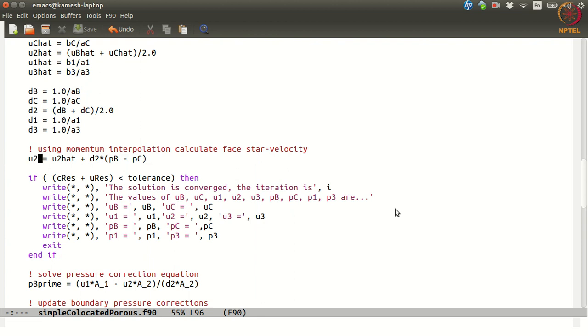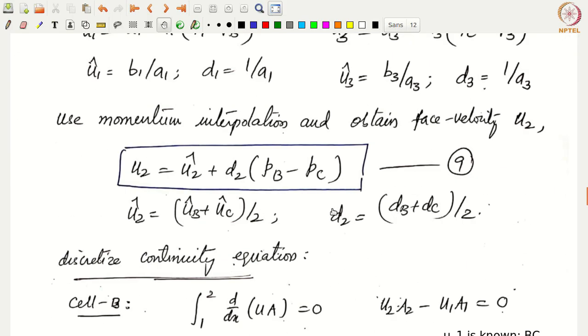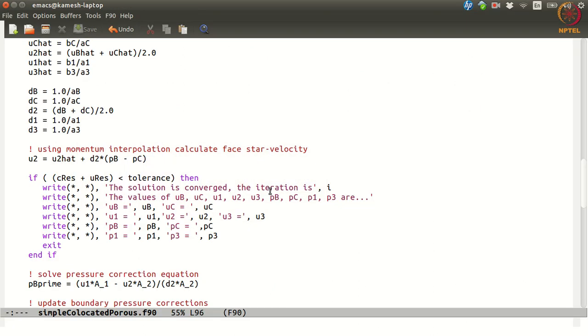So U2 equals U2 hat plus D2 times (PB minus PC), right? That's your momentum interpolated value. Because we have already calculated U2 hat and D2, we can do this. Then here I am checking for convergence. If my continuity and momentum residuals together are less than the tolerance, then I would print off several values. All right, then once you have the momentum interpolated phase values, we can go and solve for the pressure correction equation.